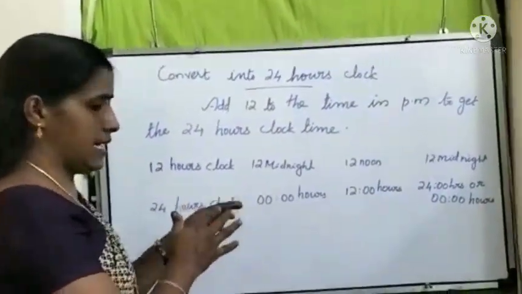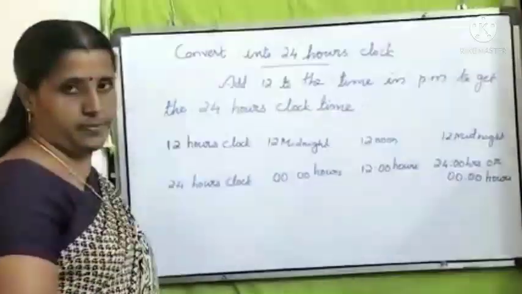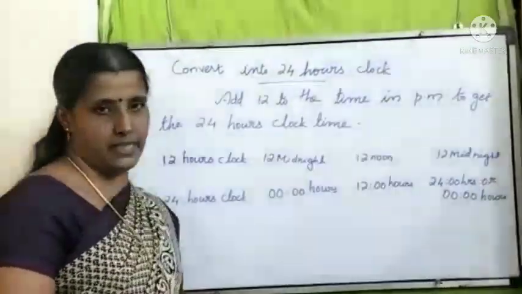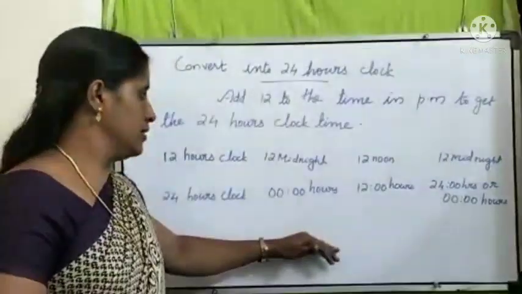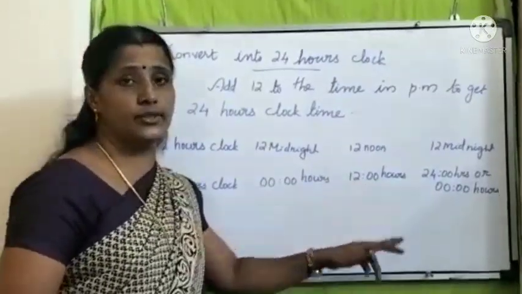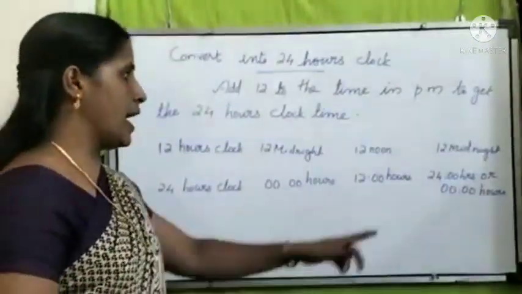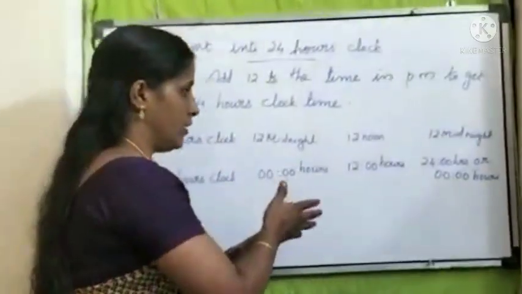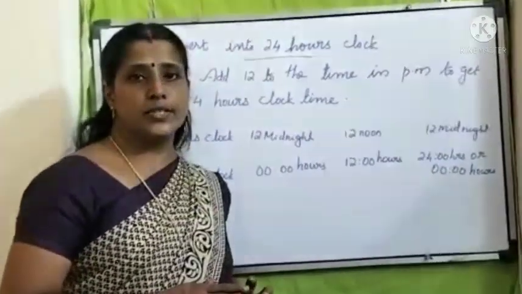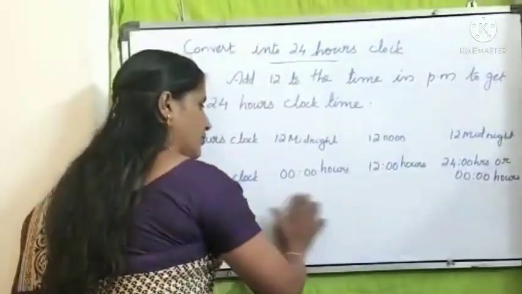Some important things I will explain here. Here two clocks are given, a 12 hours clock and a 24 hours clock. In the 12 hours clock, 12 midnight means 00 hours and 00 minutes, that is how it is mentioned in the 24 hours clock. And 12 noon means 12 hours and 00 minutes, that is the way we mention it in the 24 hours clock. And 12 midnight means 24 hours and 00 minutes is one method, and another one is 00 hours. Understand?